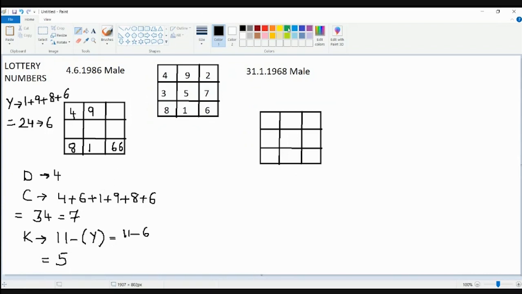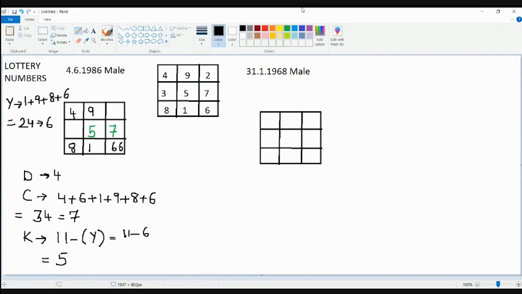Now conductor. Can you see that the number 7 is not existing here originally in the date of birth? So this 7 is a lottery number because the person is not born with the vibration of this number, but we are getting this number from the calculation. And what about the Kua here? Kua number is 5. Again, this is a lottery number. So in the first case of this male whose date of birth is 4/6/1986, the conductor and the Kua number are lottery numbers.